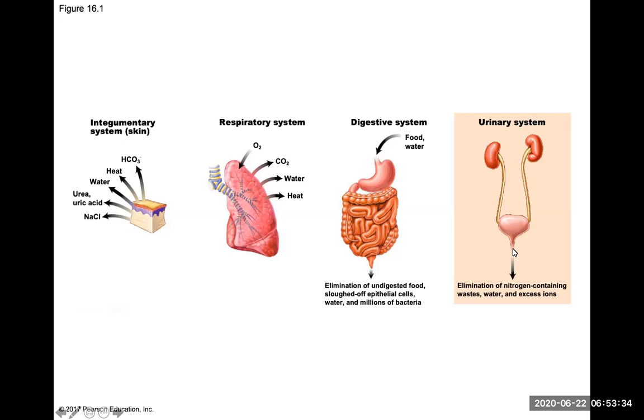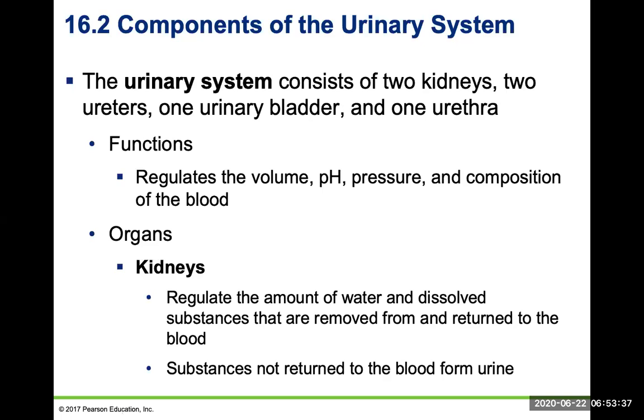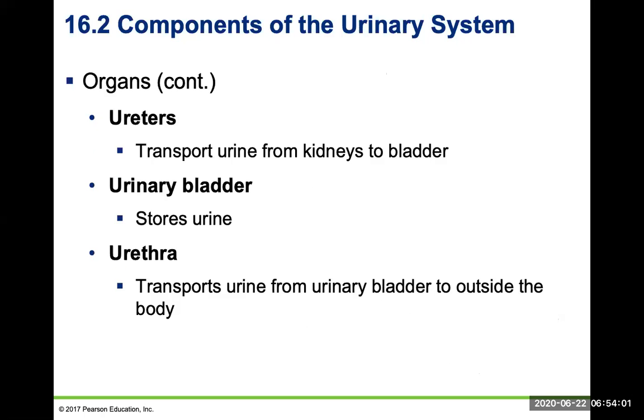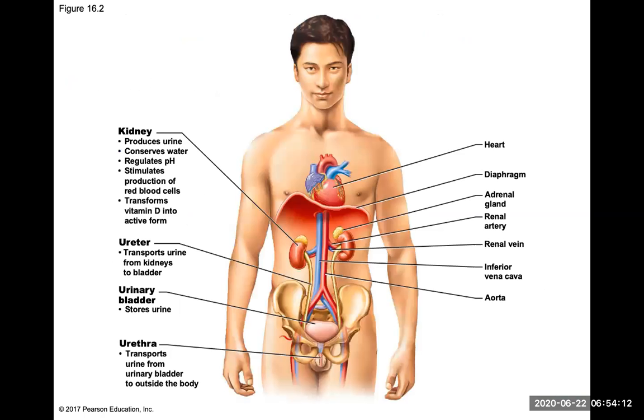And again, we are in the urinary system right here. The urinary system consists of 2 kidneys, 2 ureters, 1 urinary bladder, and 1 urethra, and it functions to regulate your blood volume, pH, pressure, and the composition of the blood. The kidneys regulate the amount of water and dissolved substances that are removed from and returned to the blood, and substances that aren't returned back into the blood will form your urine. Your ureters transport urine from kidneys to bladder, where the bladder stores the urine, and then the urethra is what transports the urine from the bladder to the outside of the body. And you can see here the anatomy of the urinary system.